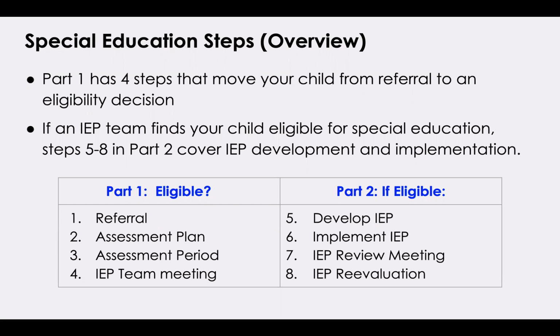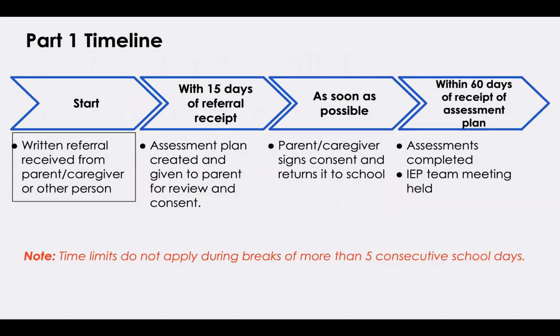Part 1, in order to determine eligibility, starts with 1, referral, 2, assessment plan, 3, assessment period, and 4, the IEP team meeting. Part 2, if your child's found eligible, continues with step 5, developing the IEP, 6, implementing the IEP, 7, the IEP review meeting, and 8, the IEP reevaluation.